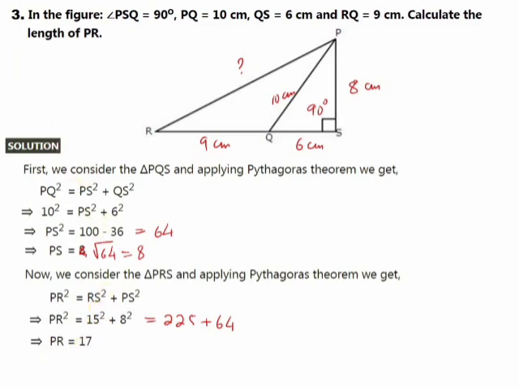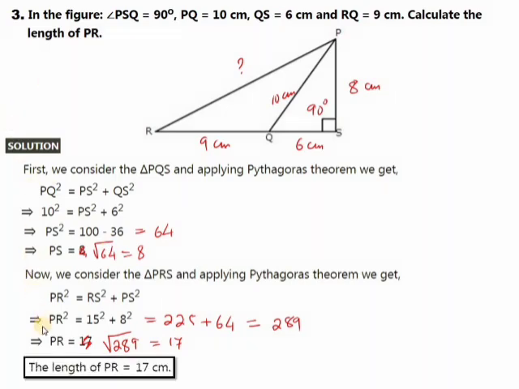So let me write down how much you get here. You get 289, remember? So PR square is 289, so PR will be root over 289, which is 17. That's what you need to find here. So the length of PR equals 17 centimeter. You may pause the video and note down your solution.